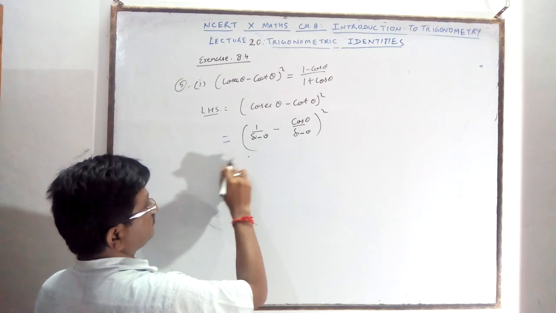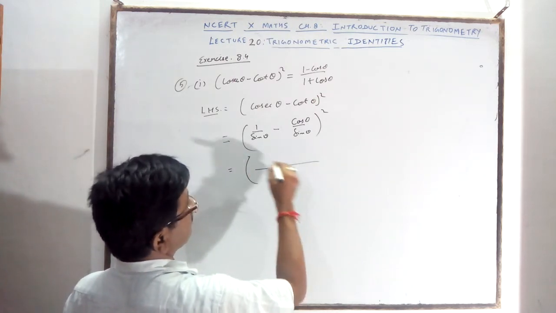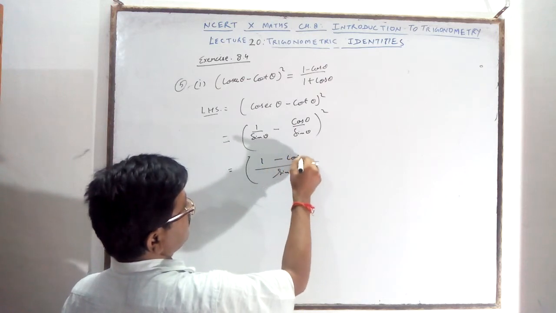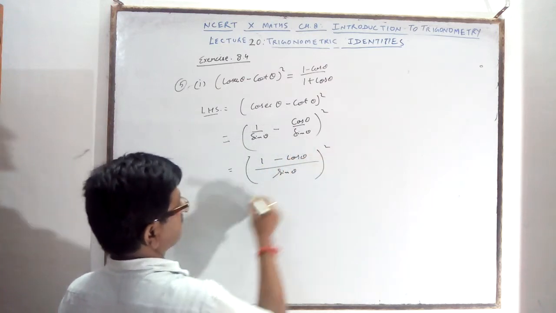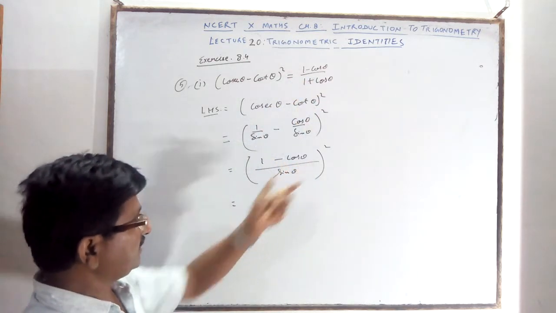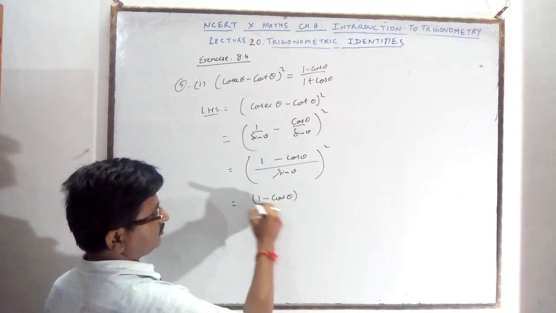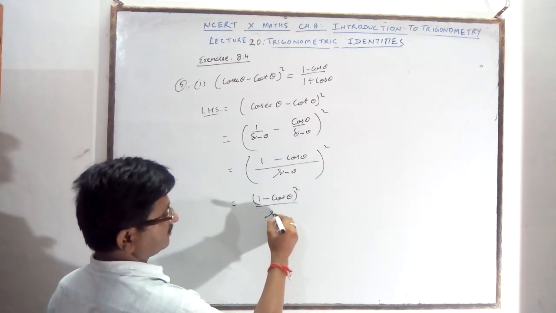Take LCM. What is the LCM? 1 minus cos theta you want. Here, on the right side, again you check what you want. 1 minus cos is given there, so no need to disturb the numerator. As it is, you write squaring separately.